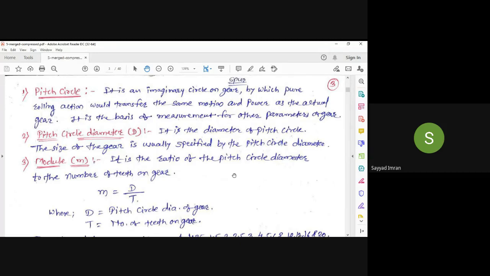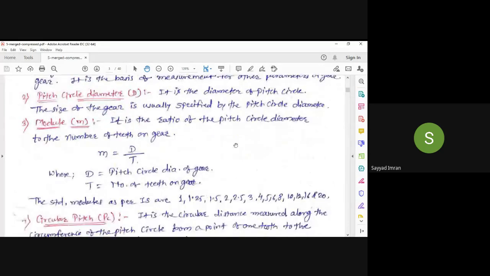Module is denoted by small letter m. It is the ratio of the pitch circle diameter to the number of teeth on gear. What is that? It is the ratio of the pitch circle diameter to the number of teeth on gear.